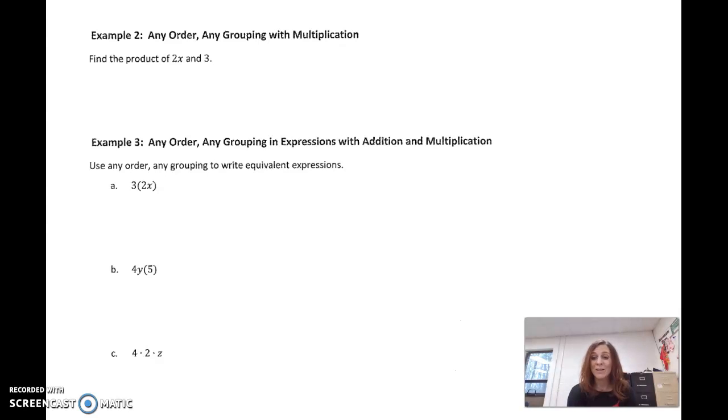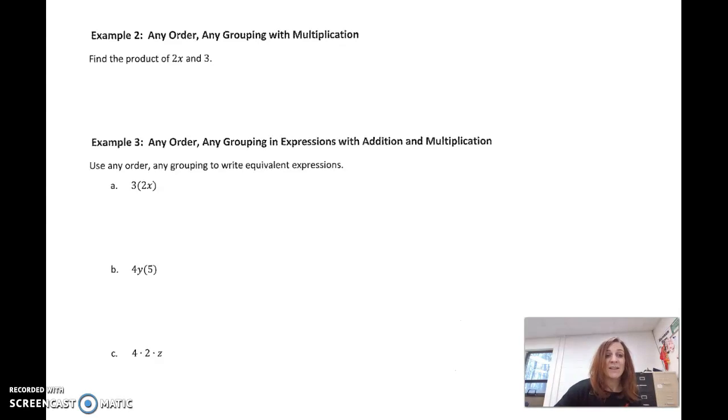All right, keep in mind that lesson one is on generating equivalent expressions. In our last video, we talked about adding and how we can add like terms. But now we're going to focus on multiplying. What happens when we're multiplying some expressions?